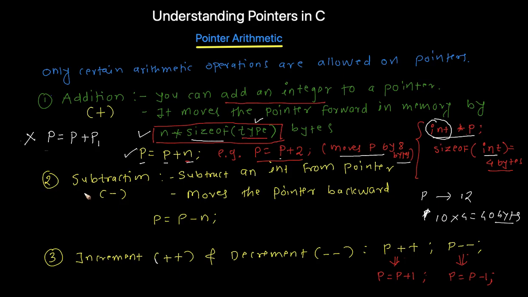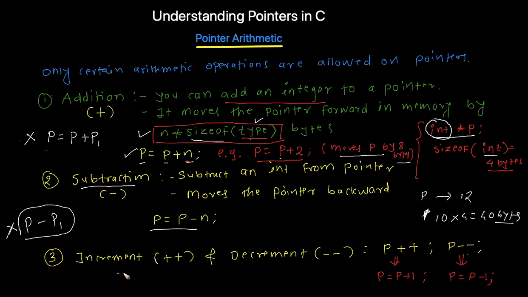Okay. Similarly, we can perform the subtraction operation, right? It will move the pointer in the backward direction. p equal to p minus n. In the same fashion you can perform this. You can subtract an integer from a pointer, right? Again, pointer p minus p1 is not allowed. It's allowed only in certain cases. Only one case it's allowed. What is that case? We'll see. But in general, this is not allowed, right?